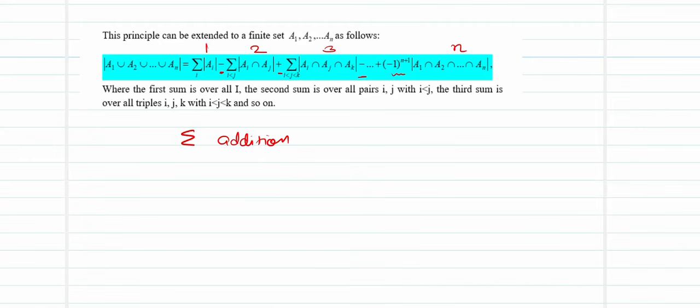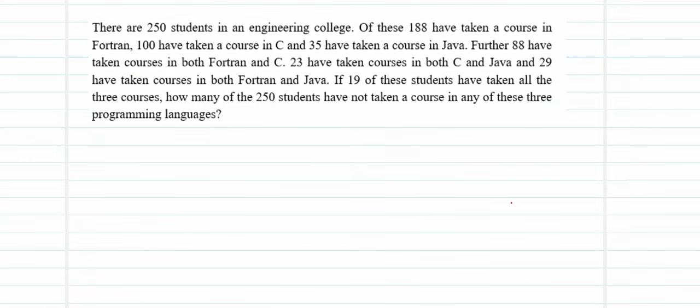Now we will try to apply it to a problem and see. Problem number 1: there are 250 students in an engineering college. Of these, 188 have taken a course in Fortran, 100 have taken a course in C, and 35 have taken a course in Java. So this represents the individual people who have taken courses in the individual subjects. Further, 88 have taken a course in both Fortran and C. Notice the word and over here, so it is the intersection of Fortran and C. You have 88 of them in this category.